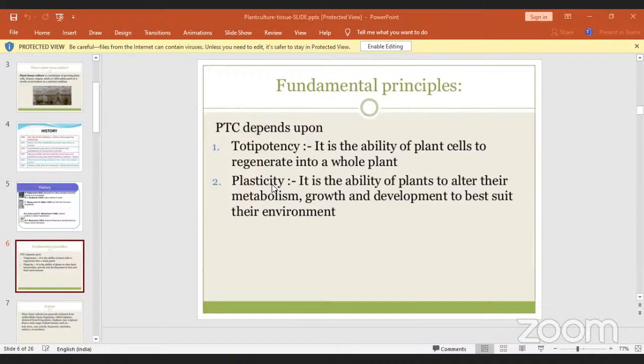So next you see, one is totipotency and the second one is plasticity. So in plant tissue culture, it depends upon totipotency and plant plasticity. Plasticity means the ability of plants to alter their metabolism, growth, and development to best suit their environment. That is called plasticity.